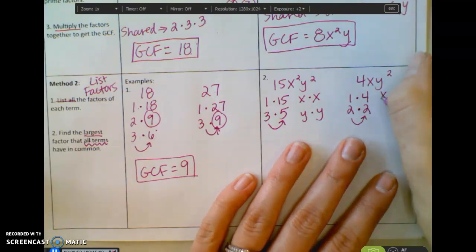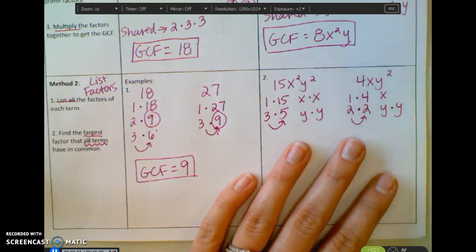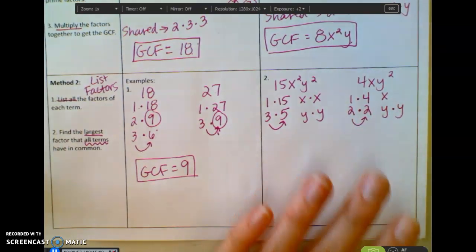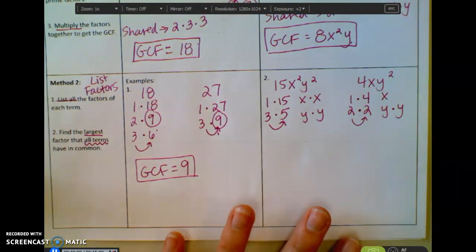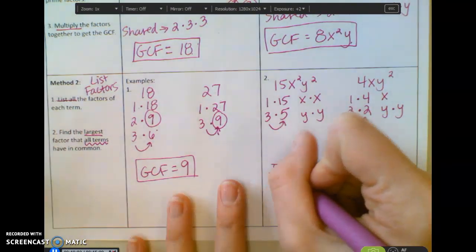So now we have x and we have y times y. Now we need to find what they have in common, the greatest things that they have in common.